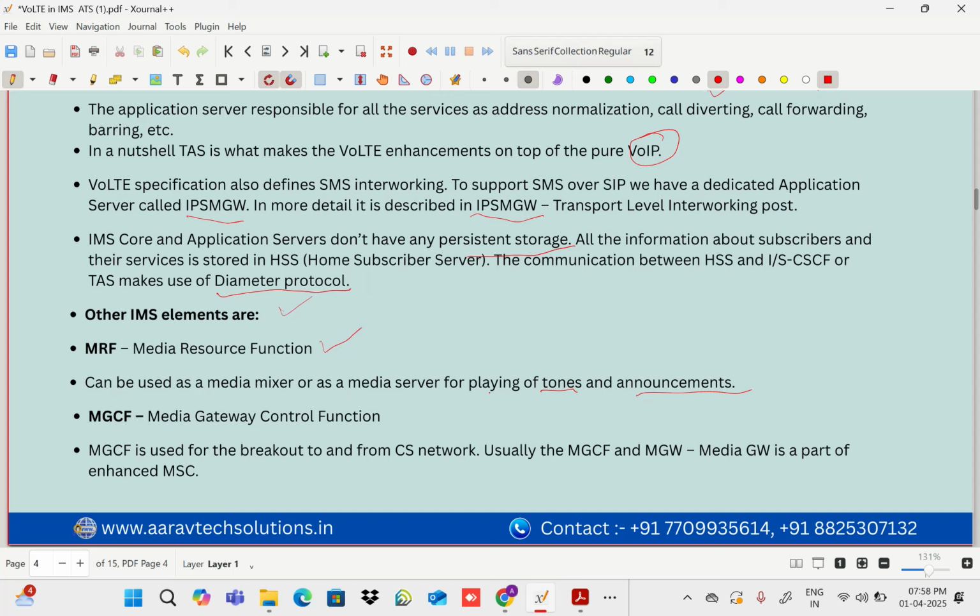MGCF, media gateway control function. MGCF is used for breakout to and from the CS network. Usually the MGCF and MGW, media gateway, are a part of the enhanced MSC. When we are making a call or breaking out a call from a legacy network, the MGCF will work in that condition.